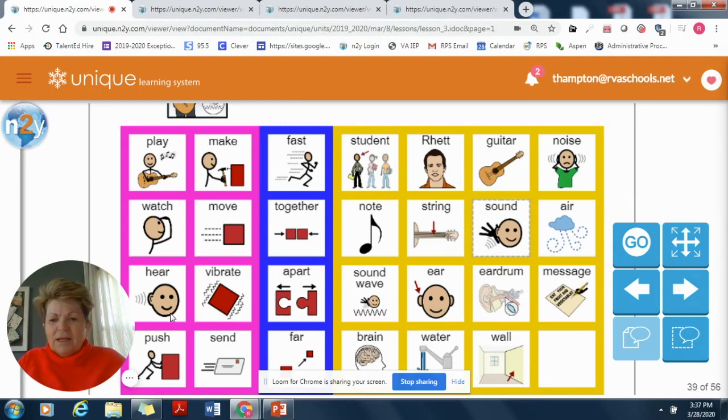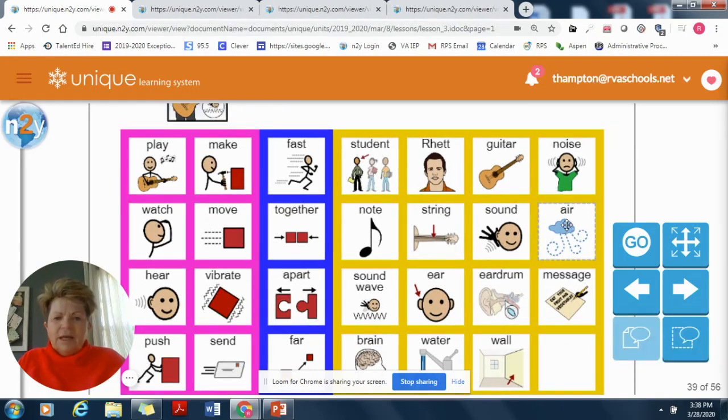Okay? All right, so we need the word hear, vibrate, sound wave. So if you can have those icons up on your board, and if you have noise, that would be great too. These other pieces more than likely are on it.